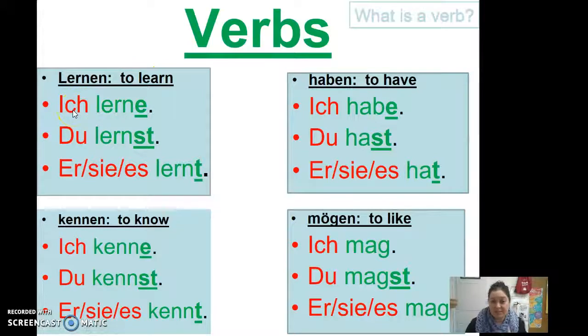The ich form is the I form, so ich lerne is I learn. You're going to write that down next to I learn, so you'll write ich lerne. If I ask you for you have, you're going to look here and go, okay, haben means to have. What's you? That's du. Du hast is you have, and you're going to write it down next to the English. If I ask you for he likes, you're going to go, okay, mögen means to like. Which one means he? Er. You're going to write er mag. He likes. So that's what your work is going to be on.